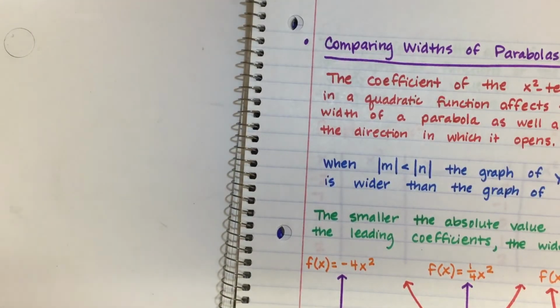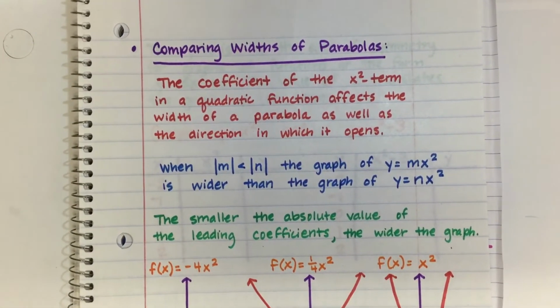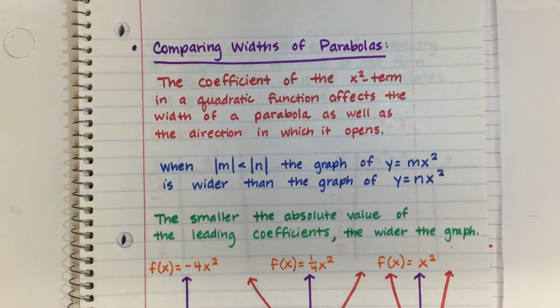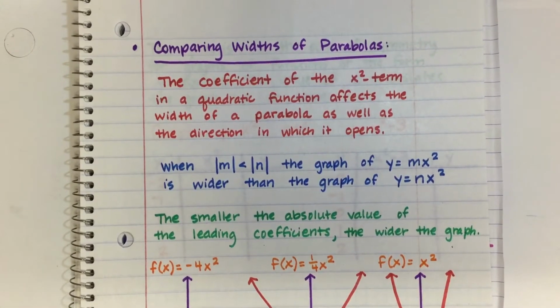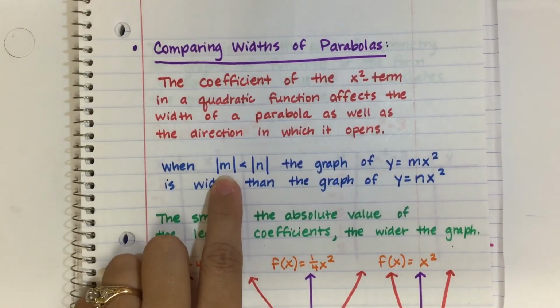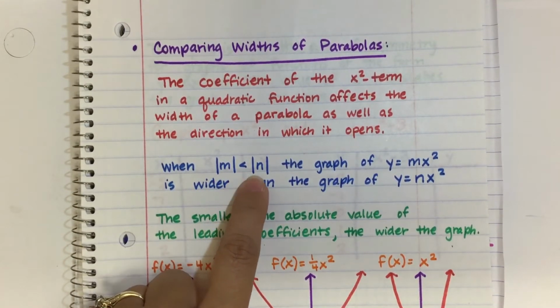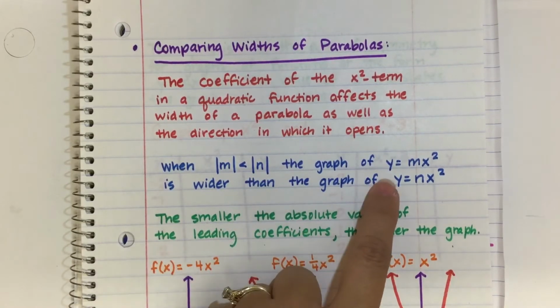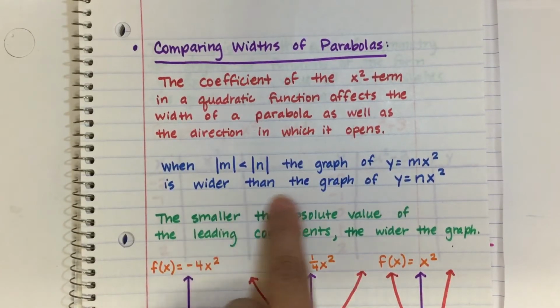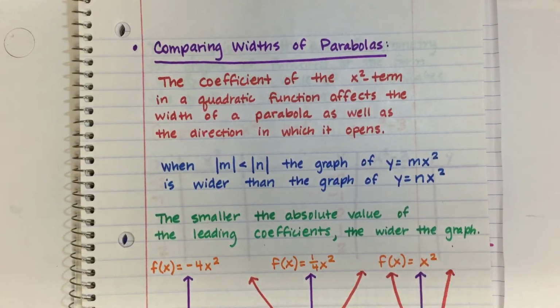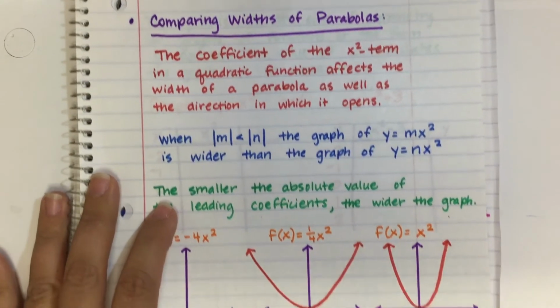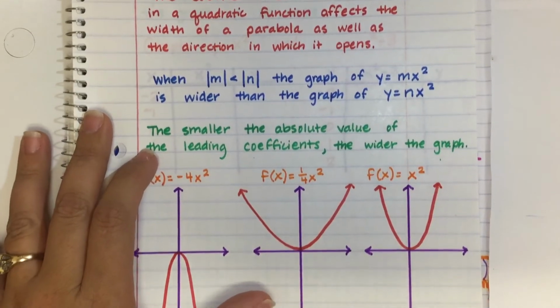All right, the next thing we're going to talk about is comparing the widths of parabolas. The coefficient of the x squared term in a quadratic function affects the width of a parabola as well as the direction in which it opens. So we talked about the number in front of x squared tells us if it opens up or down. Now we know that it also tells us how wide the parabola is. So when the absolute value of m is less than the absolute value of n, the graph of y equals mx squared is wider than the graph of y equals nx squared. So what that tells you is the smaller the absolute value of the leading coefficient, the wider the graph.